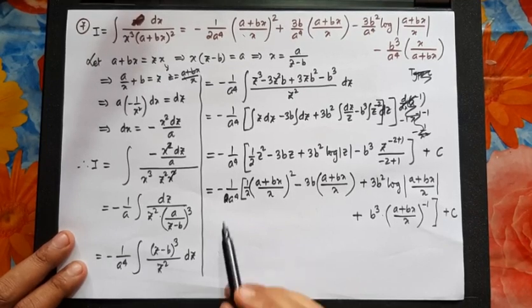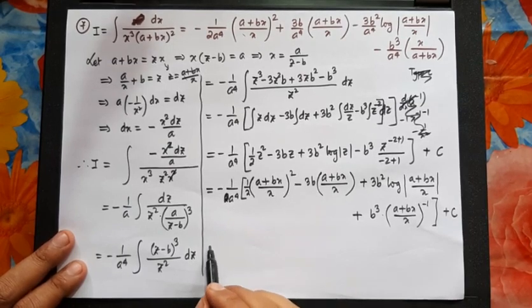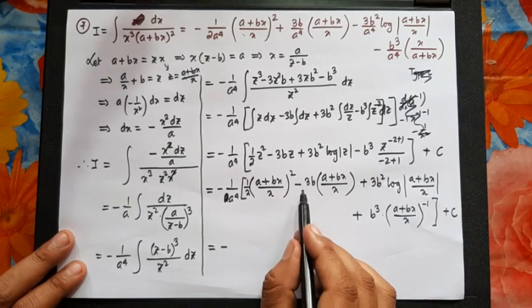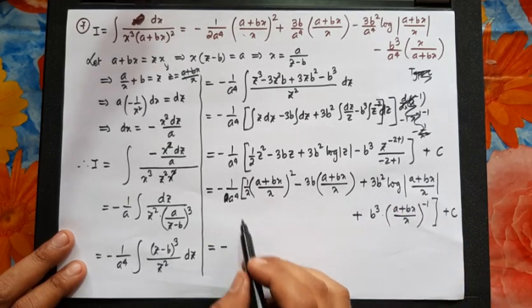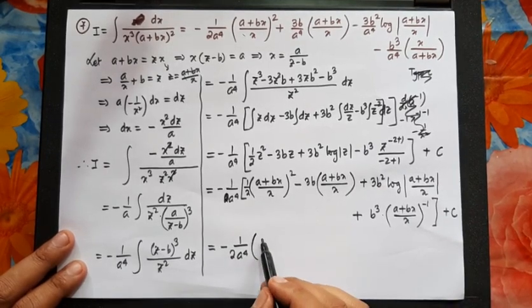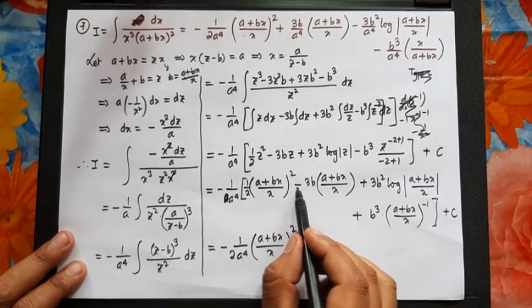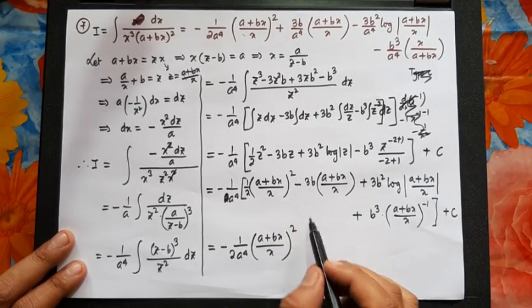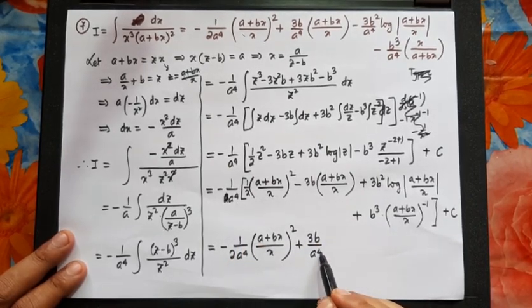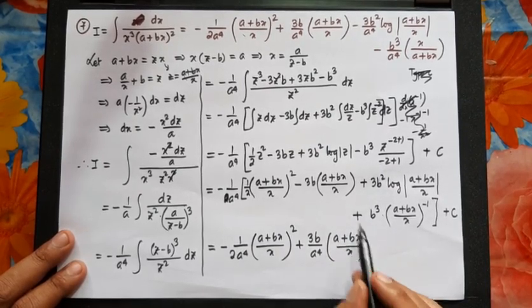Now let us open the bracket by multiplying with minus 1 by a square. So if I do that, then I'll get minus, okay, so since it is minus outside, so all these signs will change. Okay, so we have minus 1 by 2 a to the power 4 a plus bx by x square. This is the first one. This becomes minus into minus plus, so we have plus 3b by a to the power 4 a plus bx by x. So this is my second term.